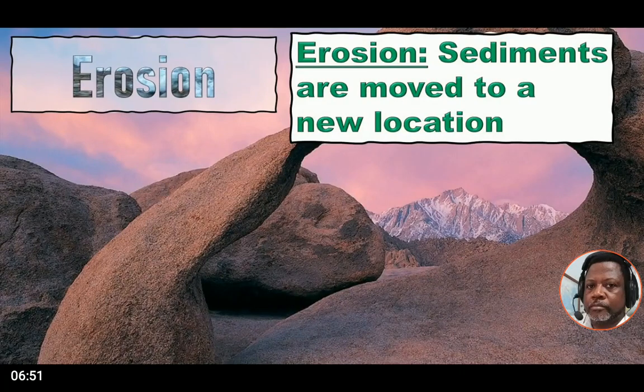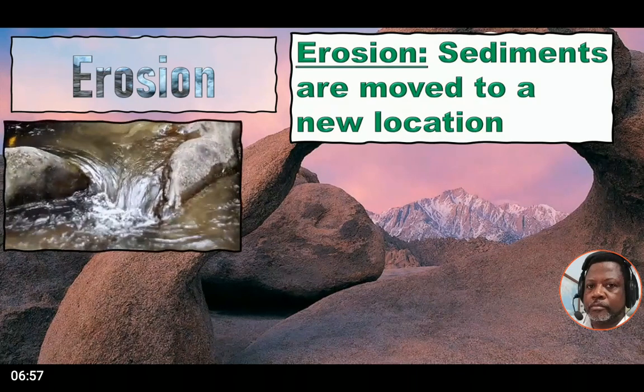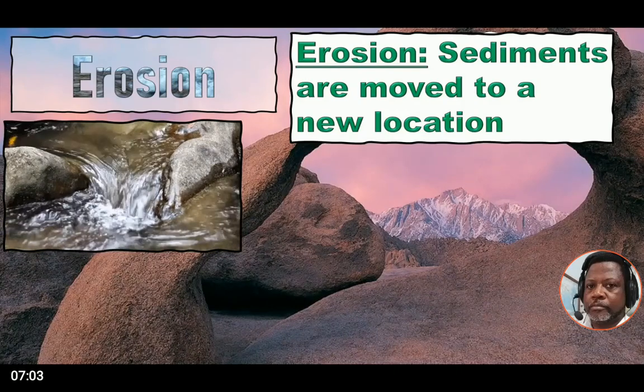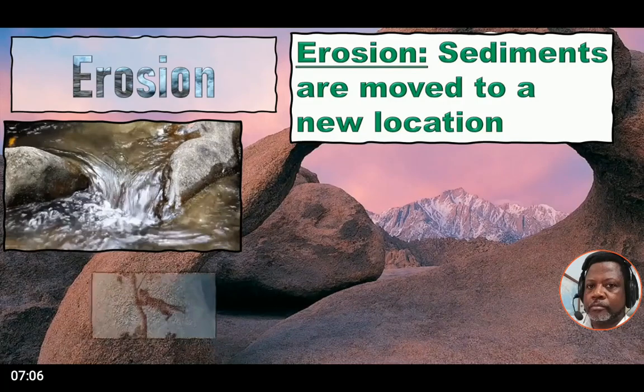Erosion is what happens when sediments are moved to a new location. So in weathering, we broke up a rock into sediments. Now we're going to move those sediments someplace new. This can happen through water, rivers, waterfalls. The ocean can move sediments around.